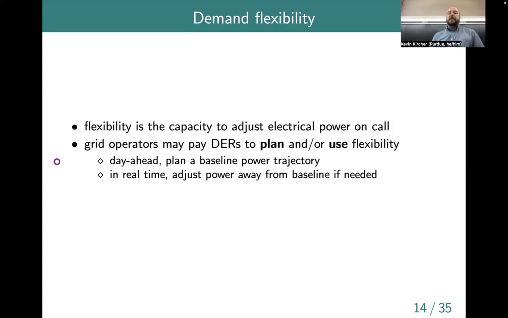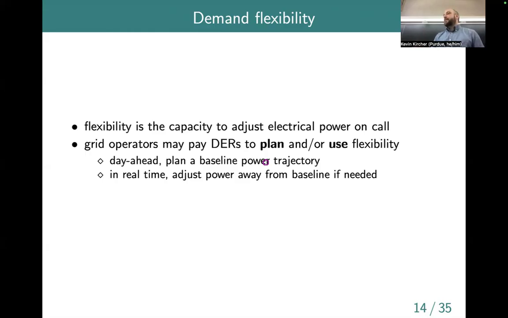So a grid operator today, or more likely in the future when grid operators get a little bit better at integrating DERs into their operations, can basically pay either for planning or reserving the capacity to adjust your electricity usage. So that would be like a capacity problem. Or they might actually call on you to use your flexibility.